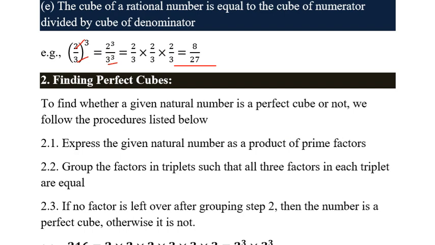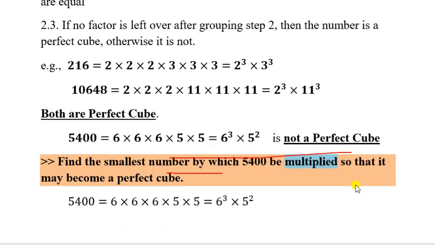Now, how do we identify whether your given number is a perfect cube or not? So the first step, as I said already, is that you have to factorize your given number into prime factors. Then you have to make groups of all the factors in triplet form. So let's see one example here, then only you can identify. Suppose you are going to check whether 216 is a perfect cube number or not.